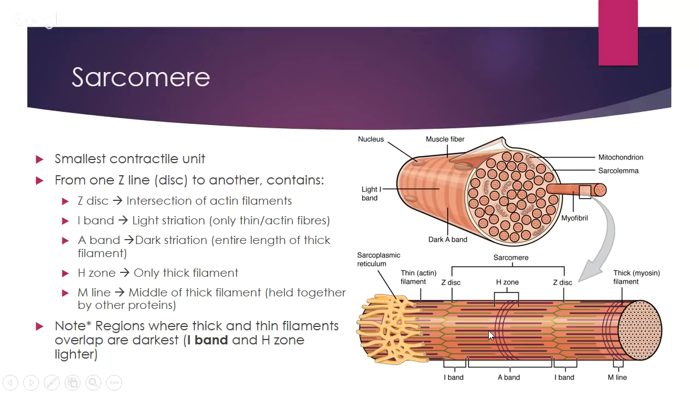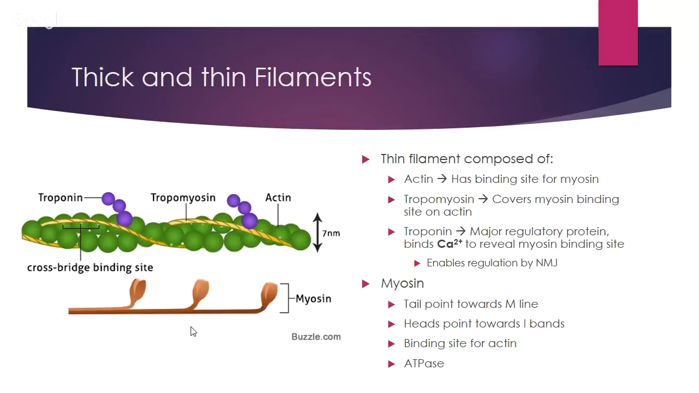and that's because there's overlap of the actin and myosin filaments. You then have the H zone in the middle over here, where there's no actin filaments, and it can be a little bit lighter, but not as light as that. And then you've also got the M line, which is this line over here, which is right in the middle. So yeah, just what I was saying before, where thick and thin filaments overlap, that's the darkest region.